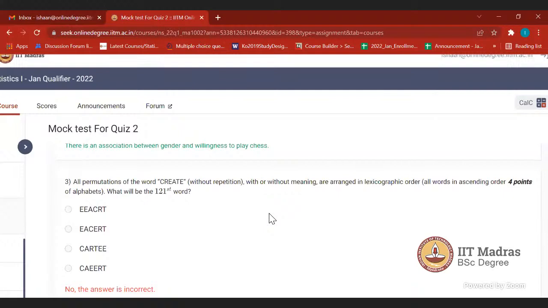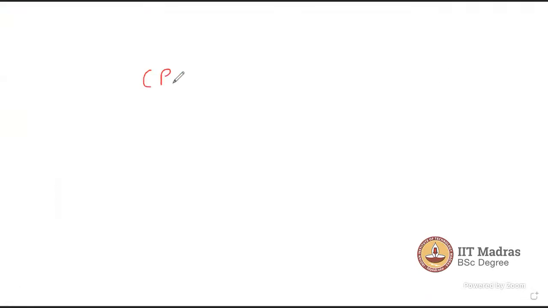Think. Okay, let's see. For words which are starting with E, we'll do only 5 factorial, right? If the first letter is E, then positions 2, 3, 4, and 5 follow. For each I have 5 possibilities, right? Either C can come, R can come, E can come, A can come, or T can come.